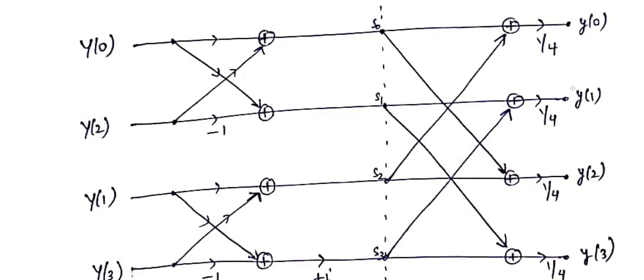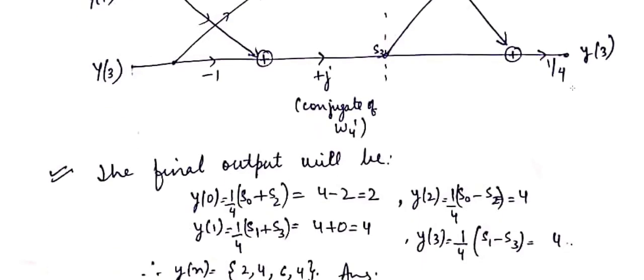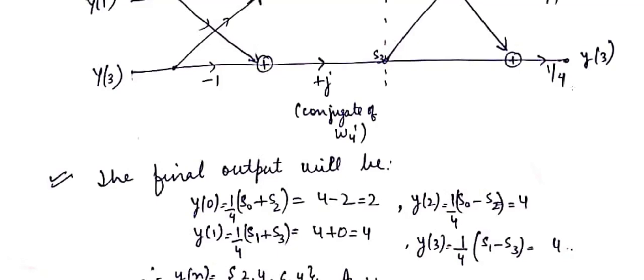So you can see the values. The final output will be like this. y0 will be 1 by 4 of S0 plus S2, y1 will be 1 by 4 of S1 plus S3, y2 will be 1 by 4 of S0 minus S2, and y3 will be 1 by 4 of S1 minus S3. So it is coming out to be 2, 4, 6, 4. So this will be yn.